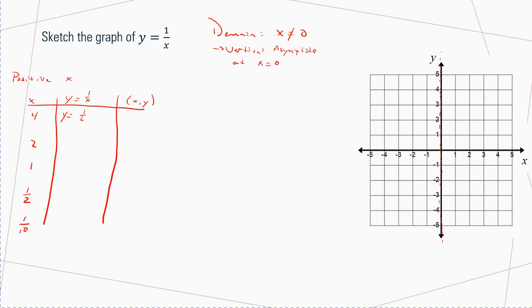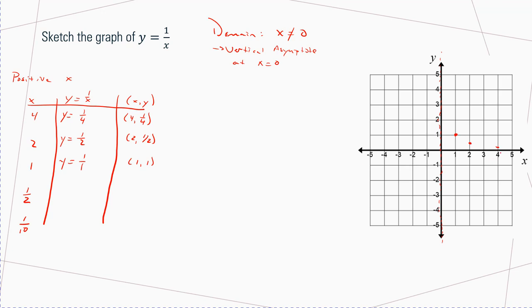So you plug in 4, right? So this is the point 4, 1/4. You plug in 2, you get 1/2. You plug in 1, you get 1. So let me just plot these. 4, 1/4 is here. 2, 1/2 is here. 1 is here.